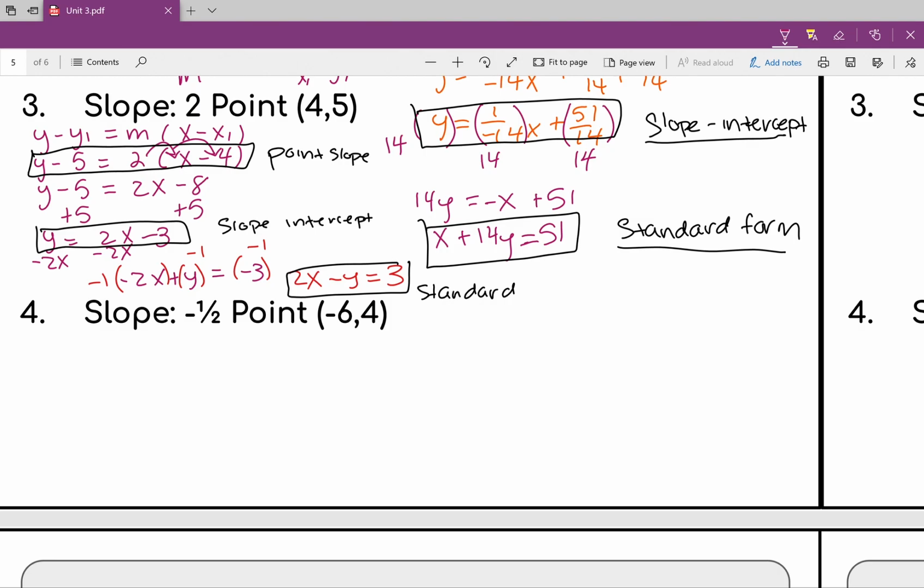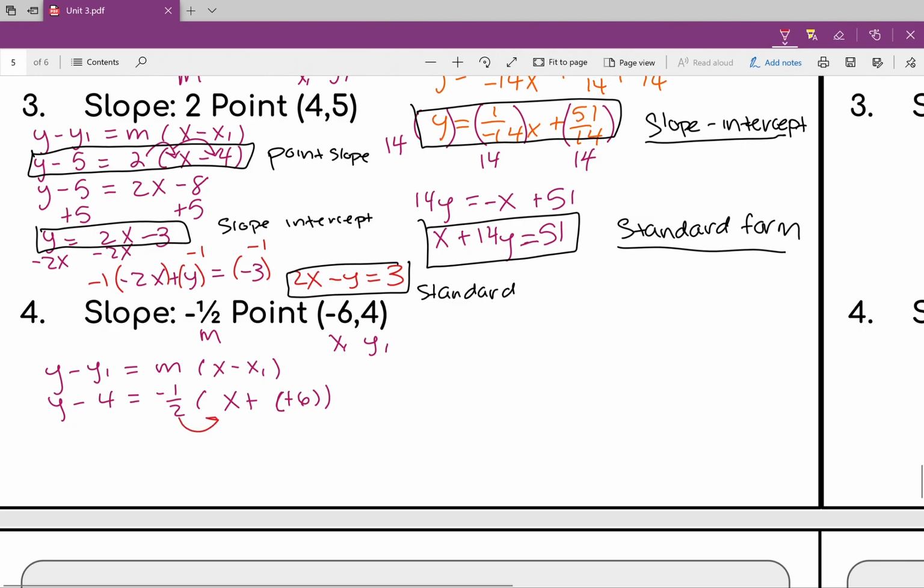Okay, so let's try to work it out. Remember, this is m, x1, y1. So y minus y1 equals m, x minus x1. Y minus 4 is equal to -1/2, x minus a -6. Remember, when we have minus a negative, that turns into plus a positive. So let's go ahead and simplify and distribute that -1/2 in. So I have y minus 4 is equal to -1/2 x minus 6 times 1/2 is 3.